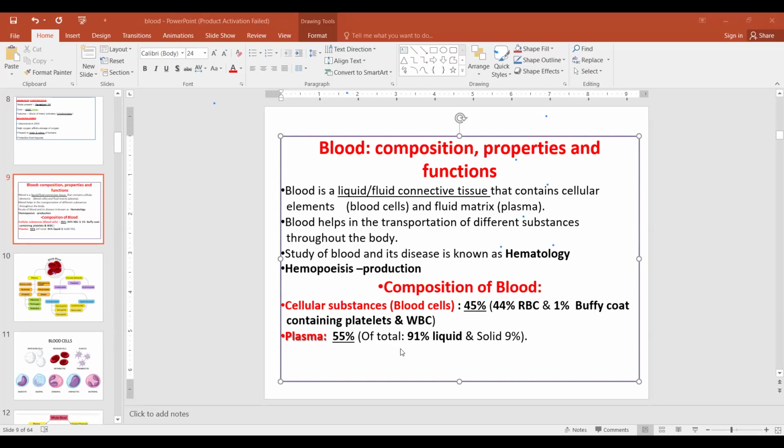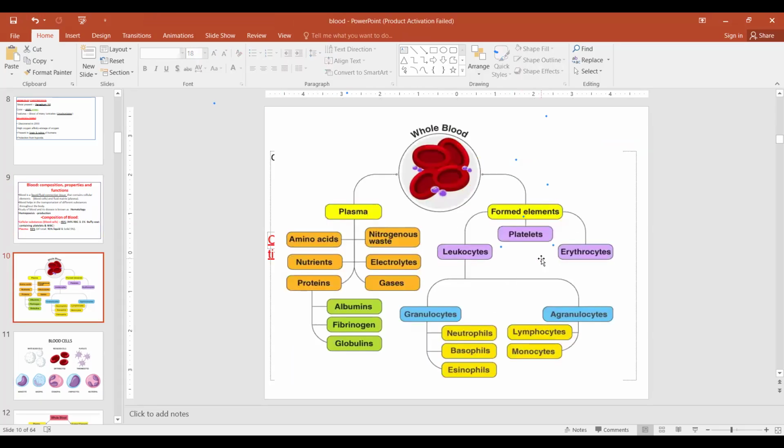So here in the plasma, about 91% is liquid and just 9% of the total plasma is solid components like plasma proteins, mainly, and some inorganic compounds. So anyway, this is the composition of the blood. Plasma and formed elements. Formed elements are nothing but the cellular part. Okay, plasma again has organic and inorganic components.